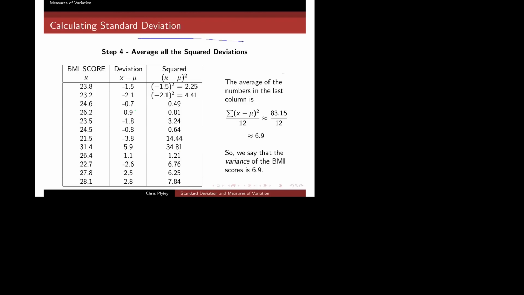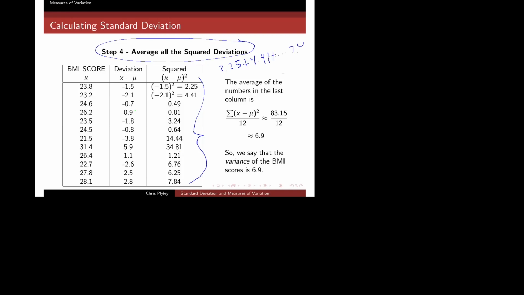Now that I've got all my squared deviations, the fourth step is just to take their average. So I'm finding the average squared distance from the mean. It's my sort of second average calculation of the day. I found the average of the BMI scores first. Now I need to find the average of these numbers here. There are 12 numbers, and I just find the average in the usual way, 2.25 plus 4.41, and so on and so on.